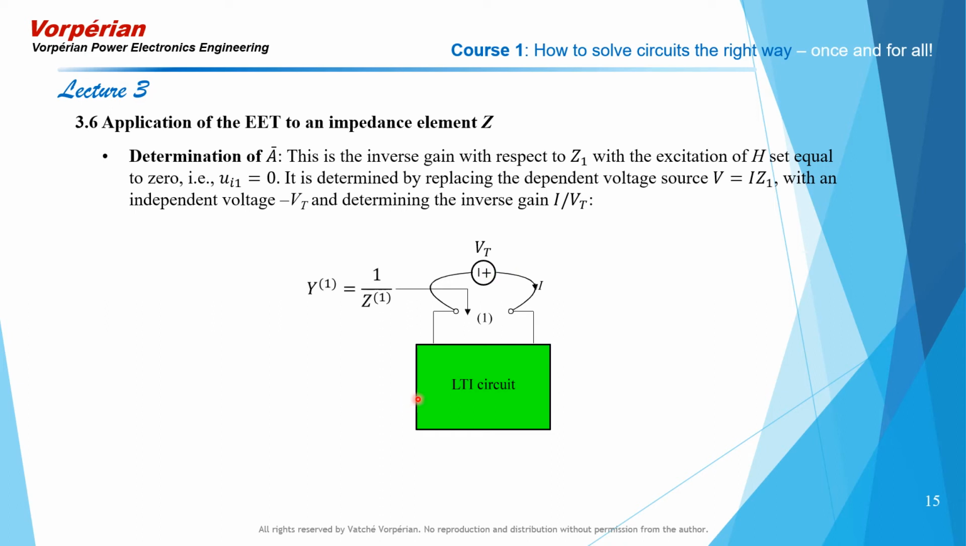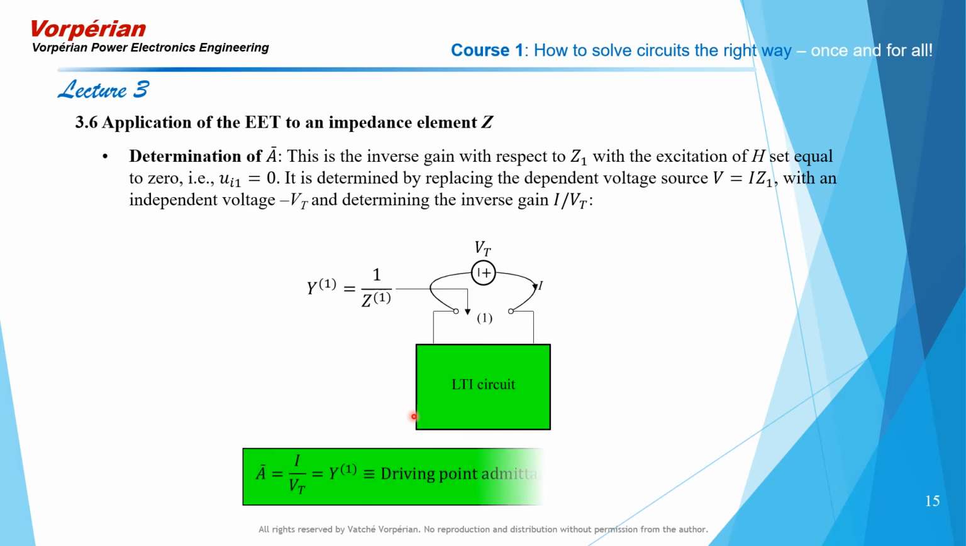And that is nothing more than the input conductance looking into port 1, the ordinary driving point conductance looking into port 1, which means set all independent excitations equal to 0. And this is the operational way of determining Roman A bar, the inverse gain with respect to Z1 with the excitation of the transfer function set equal to 0. The driving point admittance looking into port 1 with the excitation set equal to 0, I over VT.